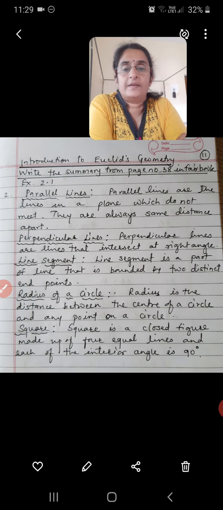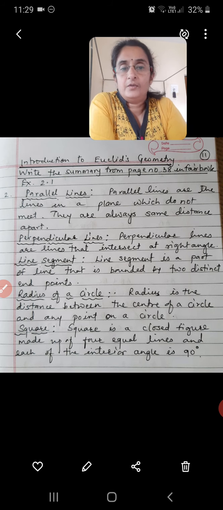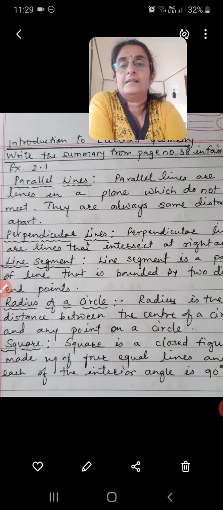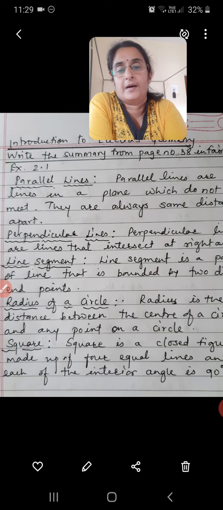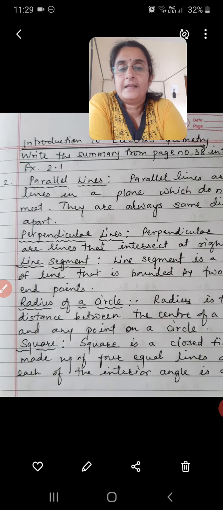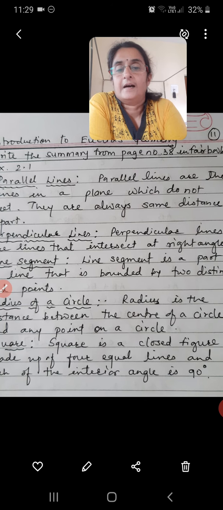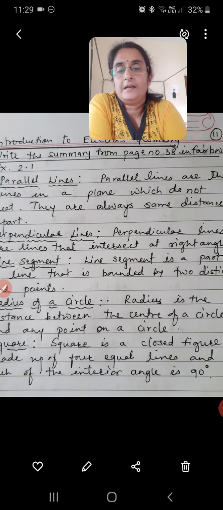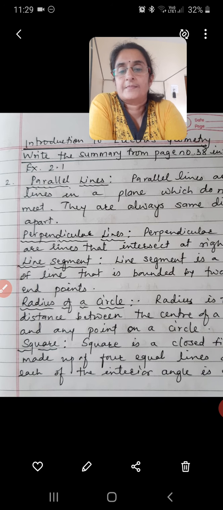There are few definitions asked. I have given you the definition, note it down in your fair book. The first one is parallel lines. Parallel lines are the lines on a plane which do not meet. They are always the same distance apart. Next is perpendicular lines. Perpendicular lines intersect at right angle. Next, line segment. Line segment is a part of a line that is bounded by 2 distinct points.